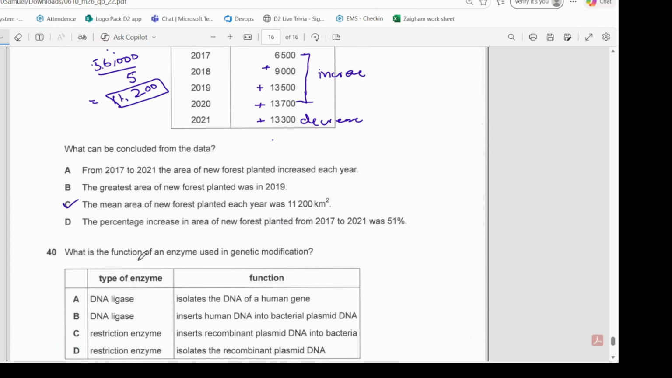What is the function of an enzyme used in genetic modification? What is the function of ligase? It joins the sticky ends, and the restriction enzyme cuts or isolates the human gene or isolates the plasmid. So which option is correct? Restriction enzyme, it isolates the recombinant plasmid DNA.